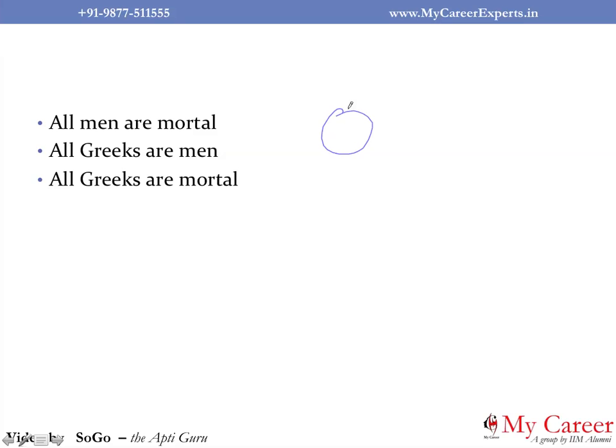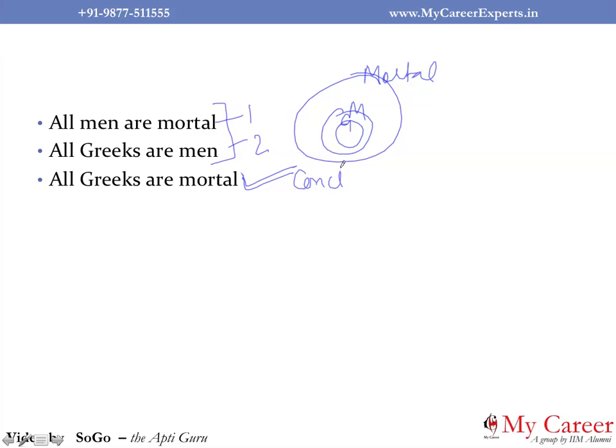All men are mortal. This is man, this is mortal. All Greeks are men, so Greek should be inside. All Greeks are mortal. So this is a conclusion which can be drawn from these two statements. This is statement 1, this is statement 2, this is my conclusion.